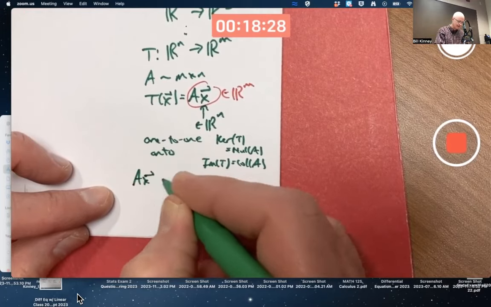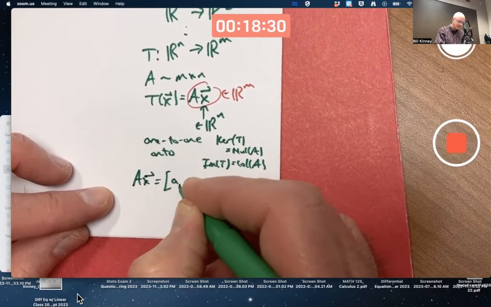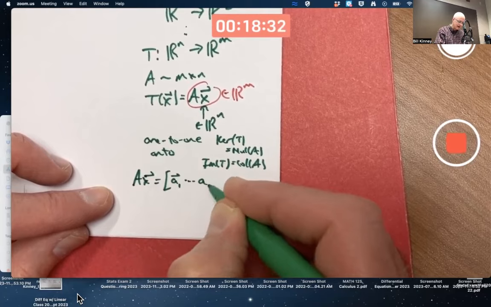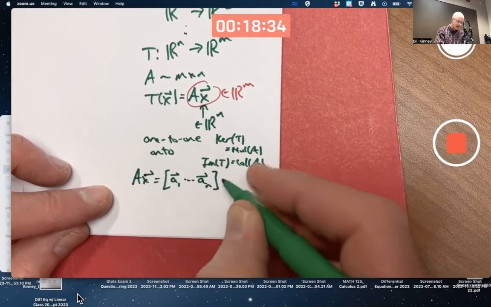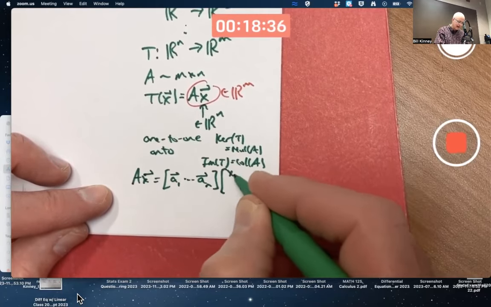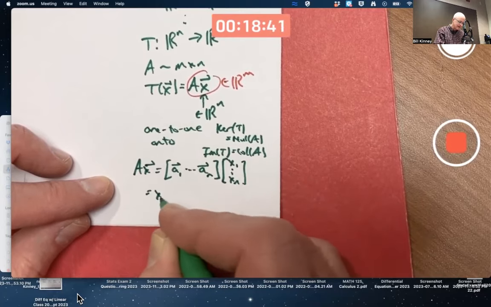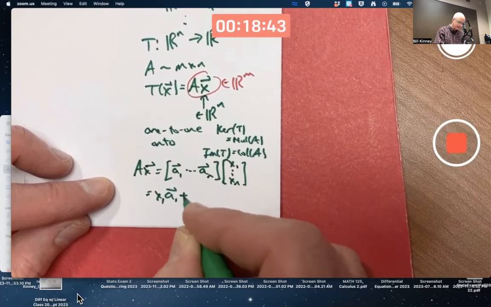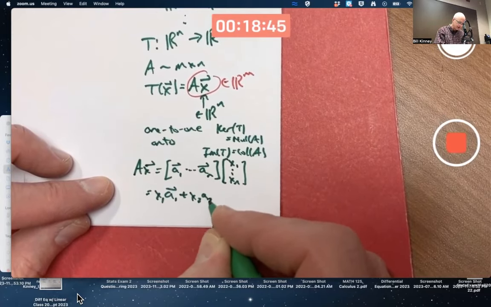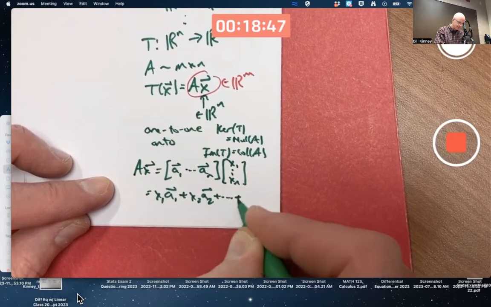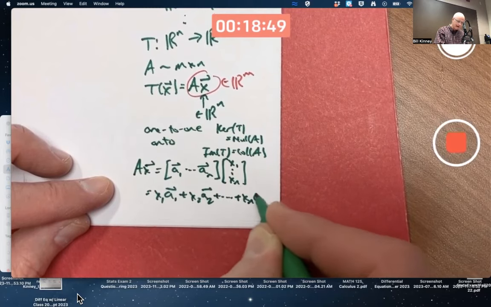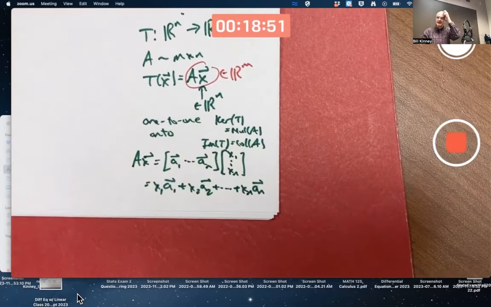Ax being a linear combination of the columns of A with the entries of x as the weights. This is a definition. And that's an important definition to know, okay? It helps you understand a lot of things.